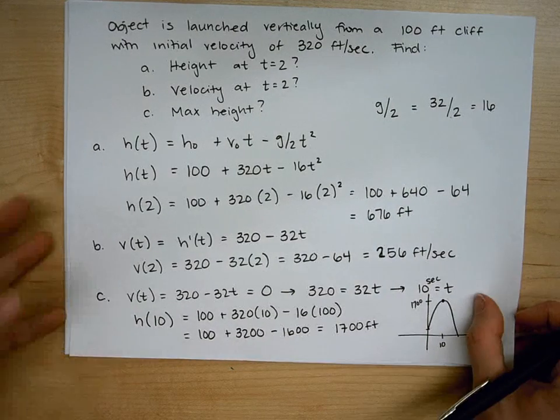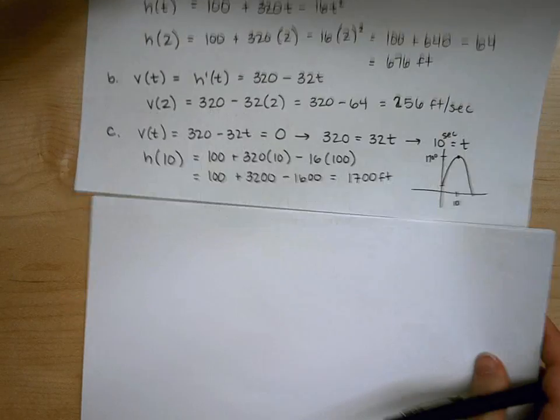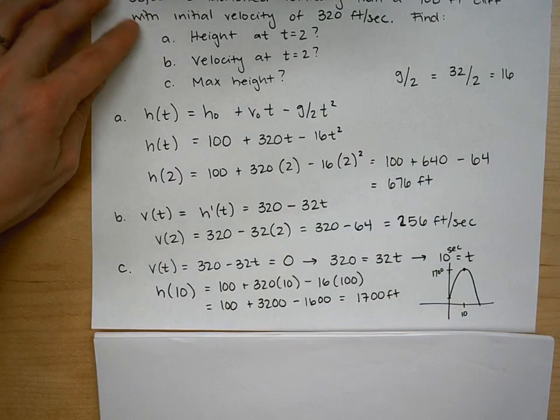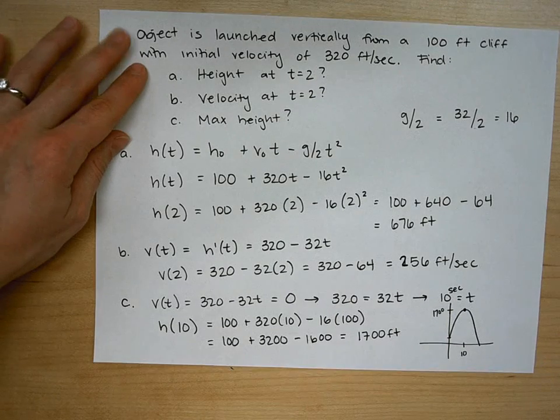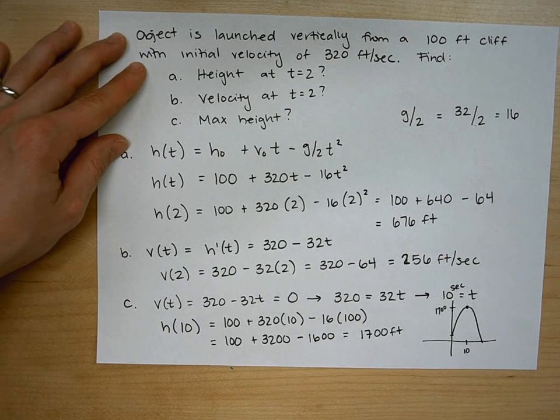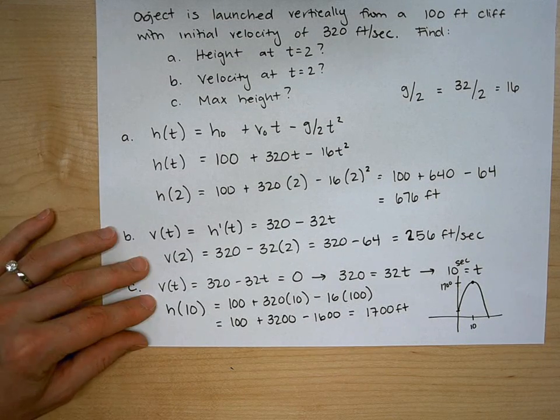Okay, so being able to create this function really helped me to answer a lot of questions about the object. Notice I wasn't really given that much information to begin with. I was told the height of the cliff and just the initial velocity that it was launched, and I was able to answer all of these different questions just by using Galileo's formula.